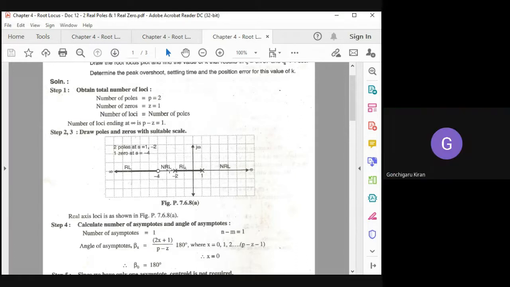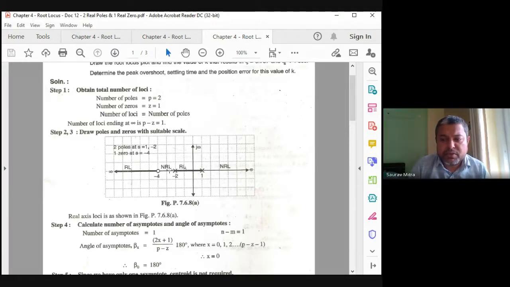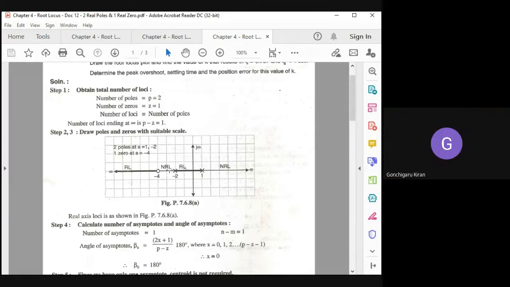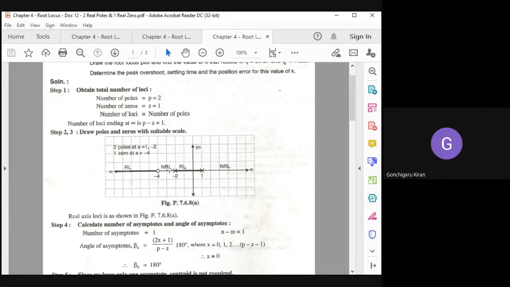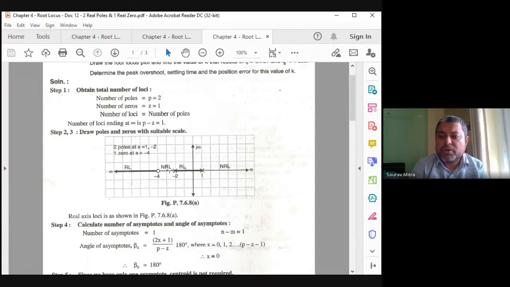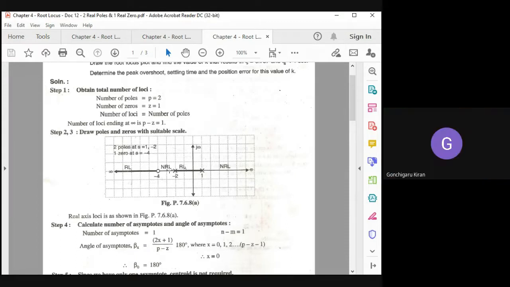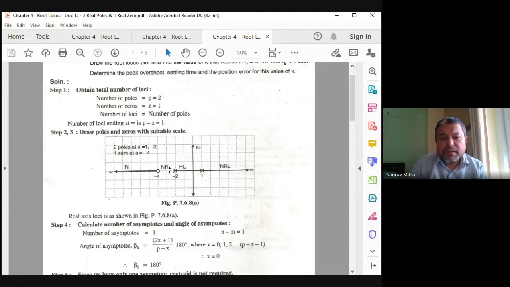Because any point you take, minus 2.2, look at its right side, how many poles and zeros are there? Two poles, sir. Two poles. Two is an even number or odd number? Even number. So minus 2.2 is not on root locus. Minus 2.5, look at the right side, even or odd? Even, sir. Two poles. Even means it is not a part of root locus. But take minus 1.5. Look at its right side, how many poles and zeros?